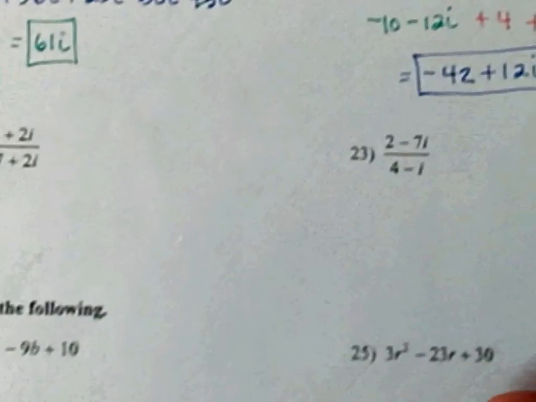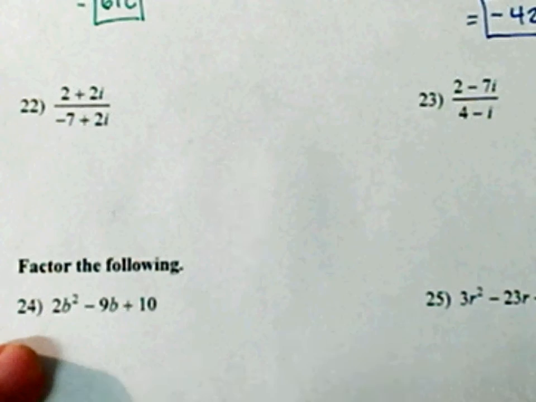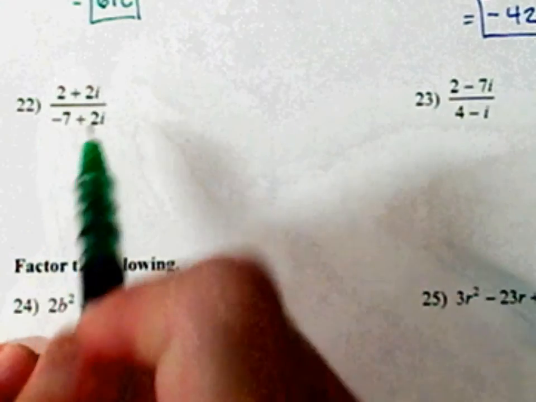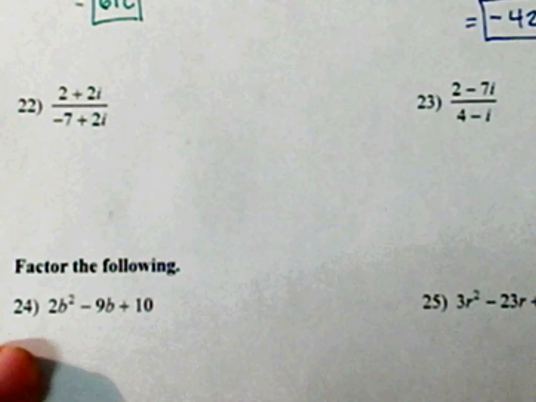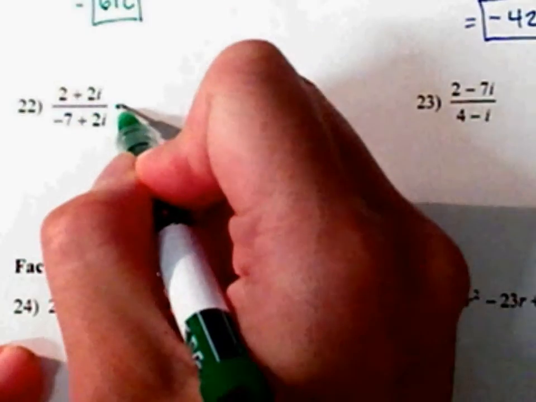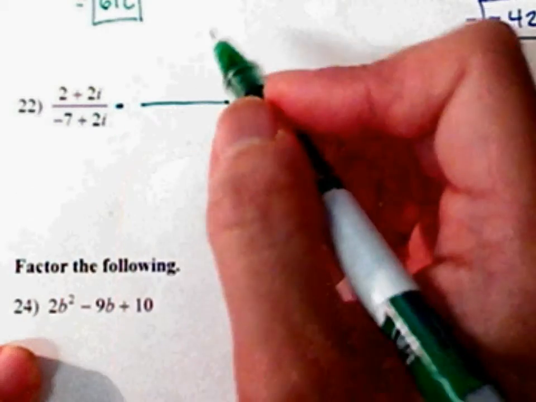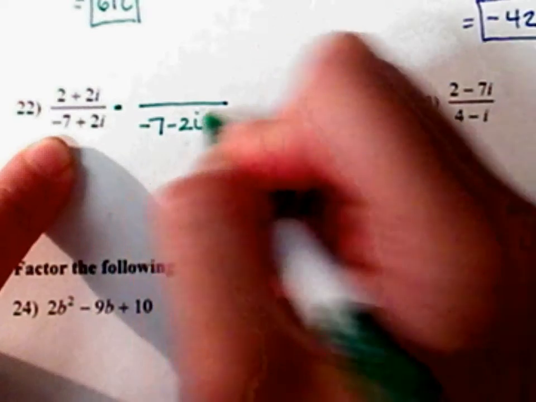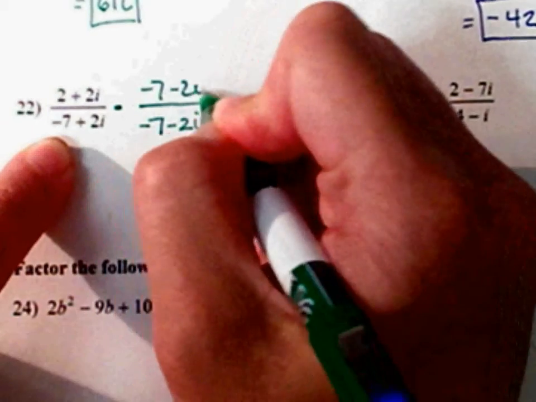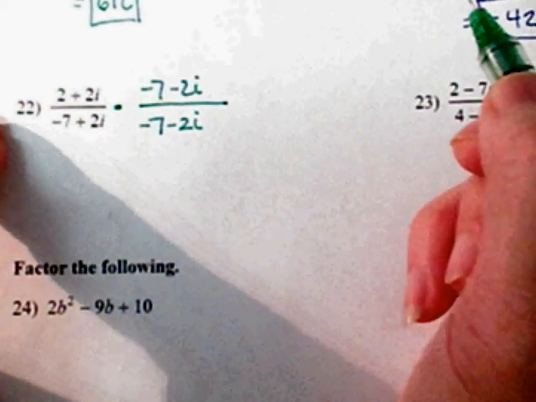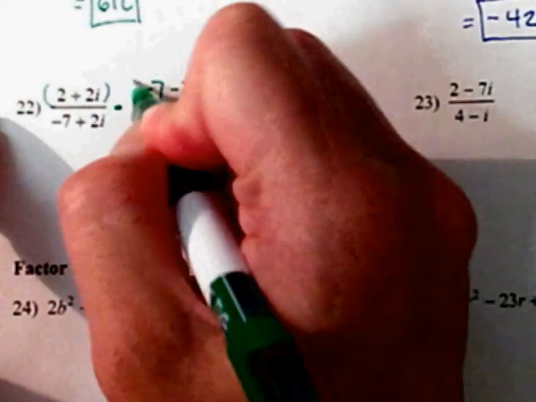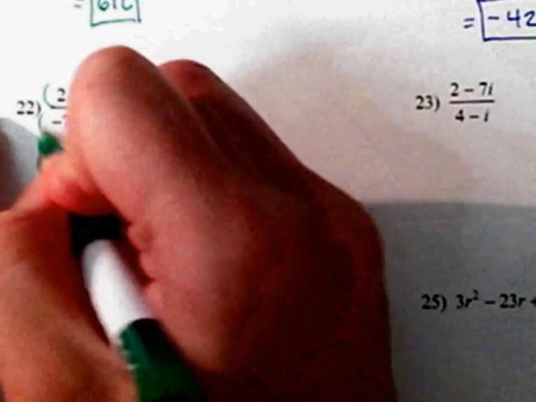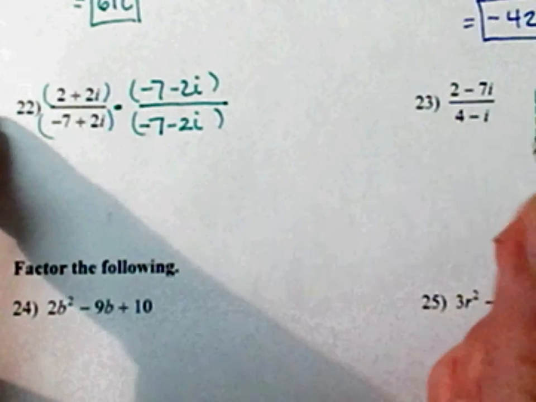22. Okay. You have an imaginary denominator, you have to use your conjugate. Got to get rid of that imaginary solution. Conjugate of negative 7 plus 2i is negative 7 minus 2i. What you do to the denominator, you do to the numerator. And I know that if you put parentheses around this, it might make it easier for you to take care of. Okay?